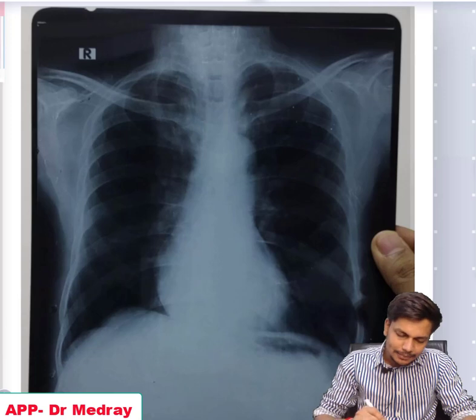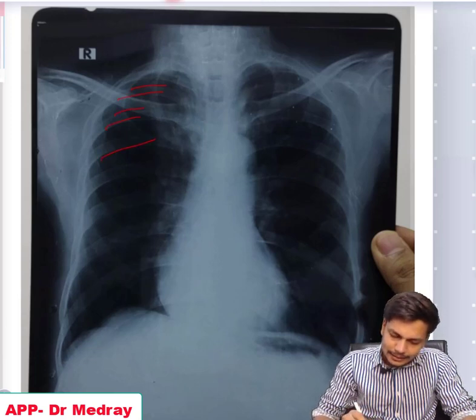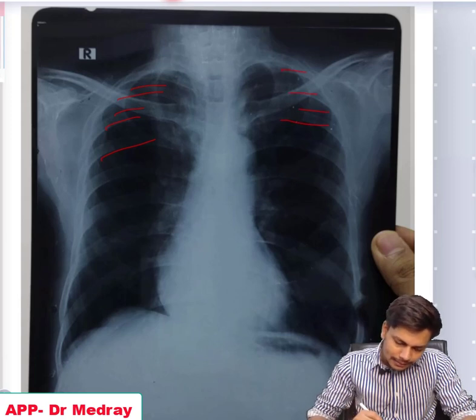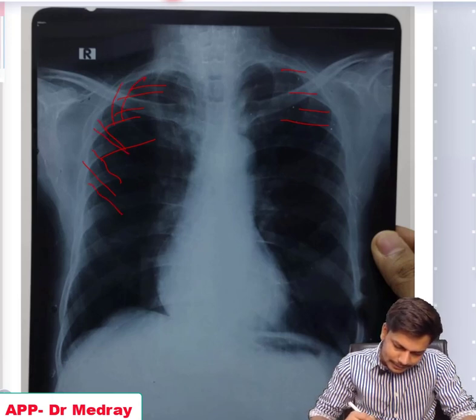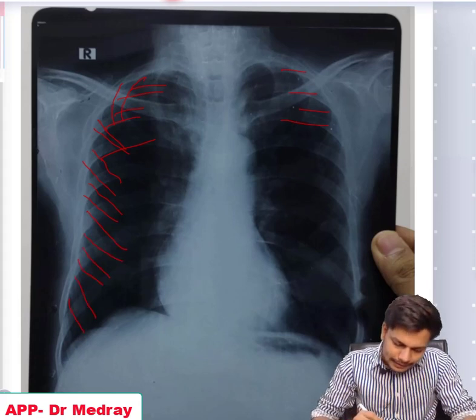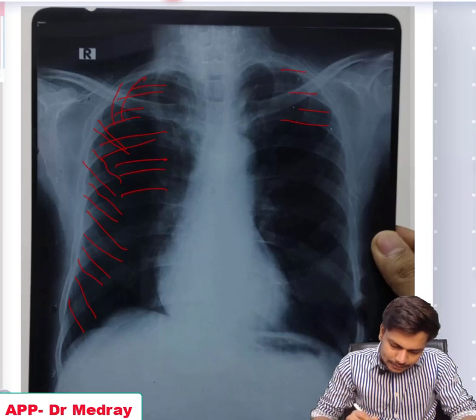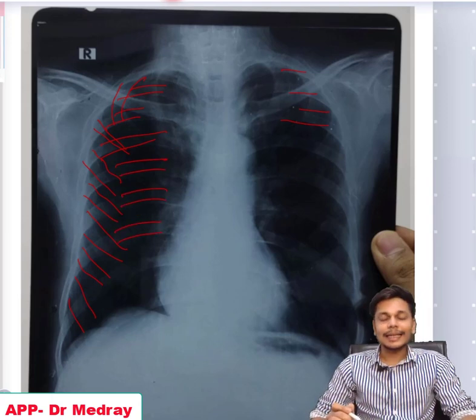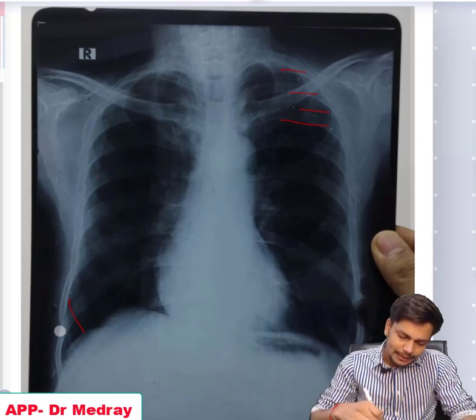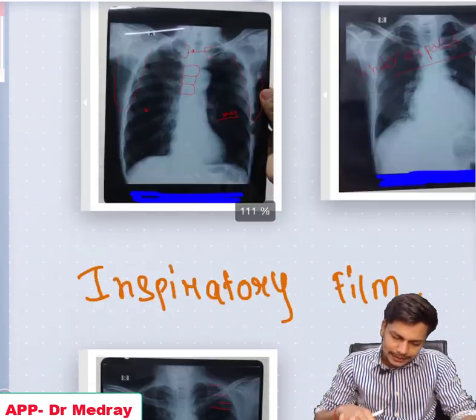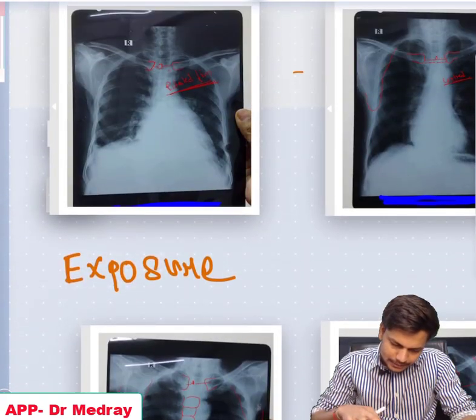So can you see the ribs here? Can you appreciate that there is one rib here? These are the ribs. And can you appreciate that there are ribs which are coming in this direction? And there are ribs in this direction. So there are anterior ribs and posterior ribs. So how to know which ribs are anterior and which ribs are posterior?